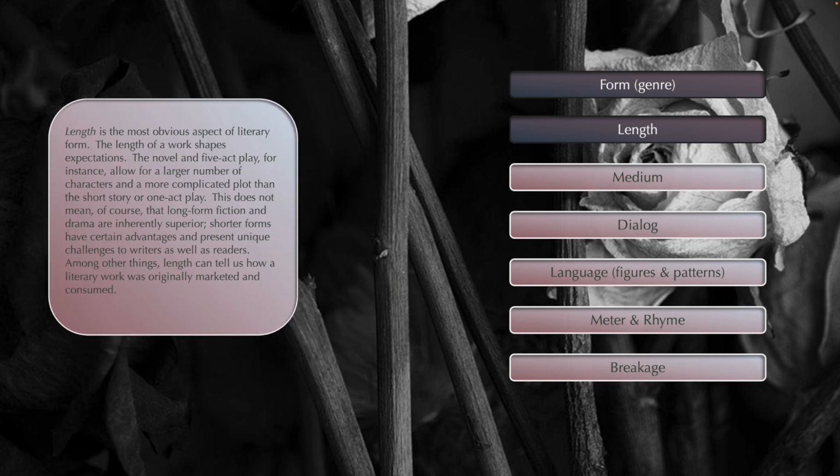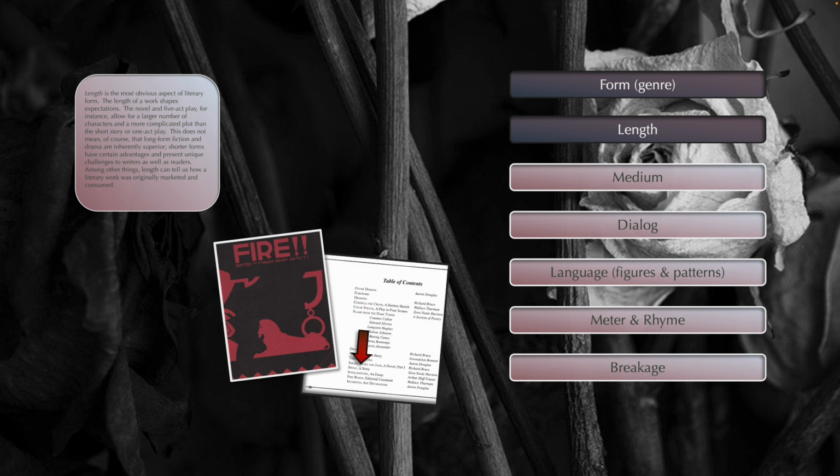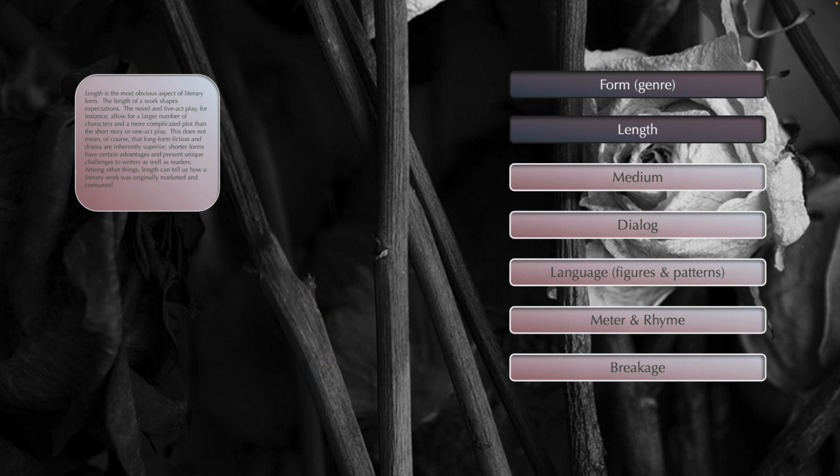A good example of this is the short story, which I think of as mainly a 19th century form that emerged with the rise of middle-class literacy and cheap forms of print publication like magazines and newspapers. So the short story flourished in that kind of environment. Zora Neale Hurston's short story Sweat originally appeared in the 1926 Harlem Renaissance journal Fire. So there's an example of this.